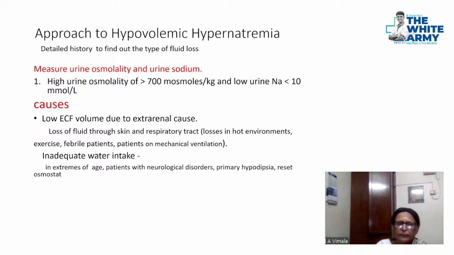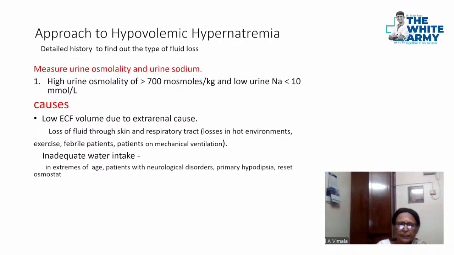If the patient has got a high urine osmolality, some say 600, some books say 700, and low urine sodium less than 10, that means the kidneys are trying to conserve water. That is why the urine osmolality is high. And sodium is also being conserved. So urine sodium is low. Here kidney is not the culprit. The usual causes are extrarenal causes.